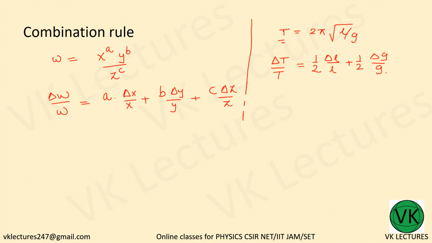Okay, now for example you have the volume of a sphere, V is equal to 4 by 3 pi r cube. So what is delta V by V? All these are constants. See, there is no error in constants. So that will be equal to 3 times delta r by r, right?